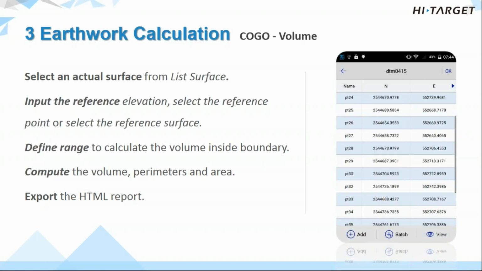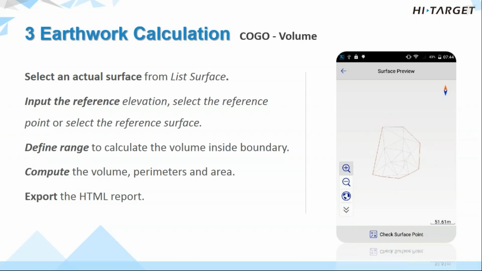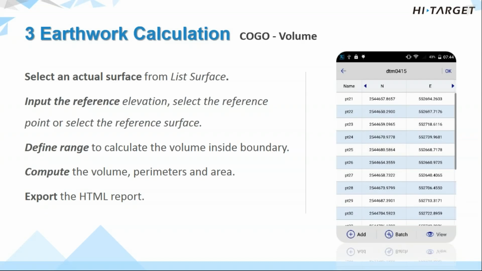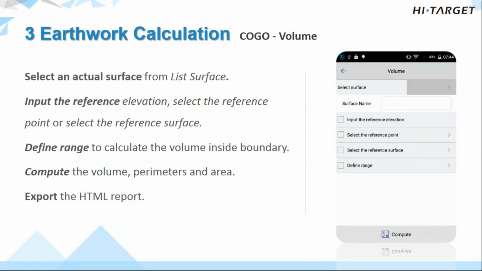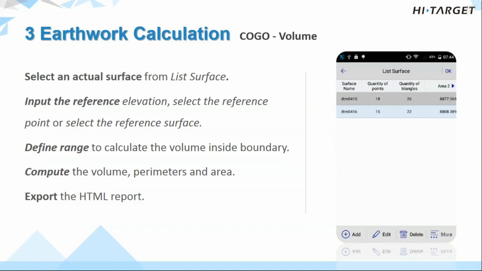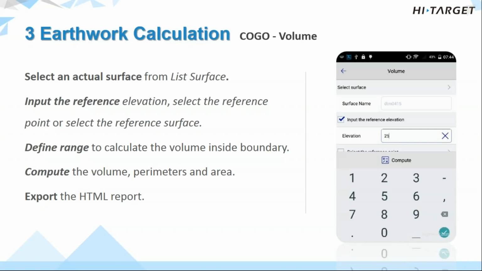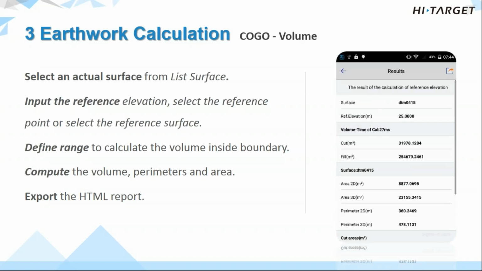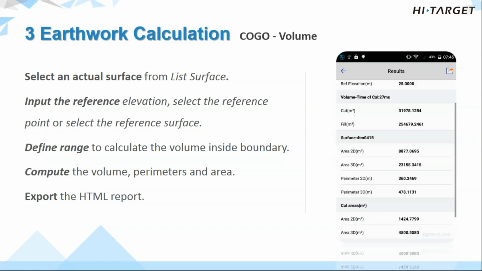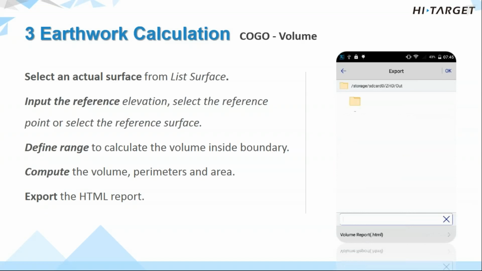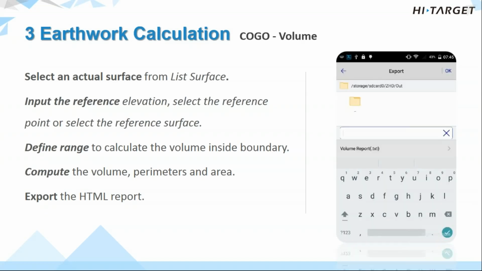And furthermore, you could do the earthwork calculation in the volume option with a DTM. After selecting an actual surface from the list, you can input the reference elevation, select the reference point, or select the reference surface to define it. After the input, you can get the result. And also, users can export the HTML report.